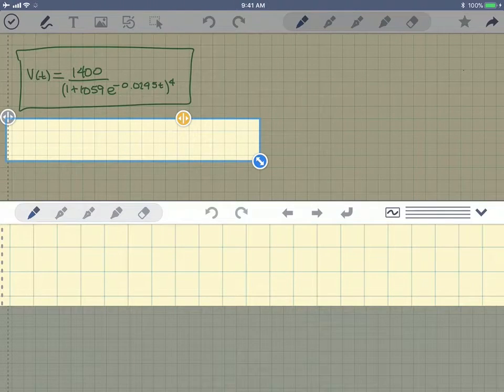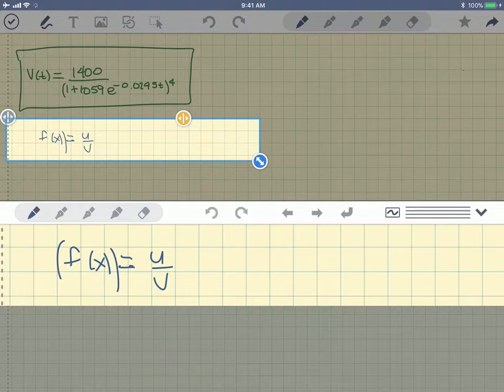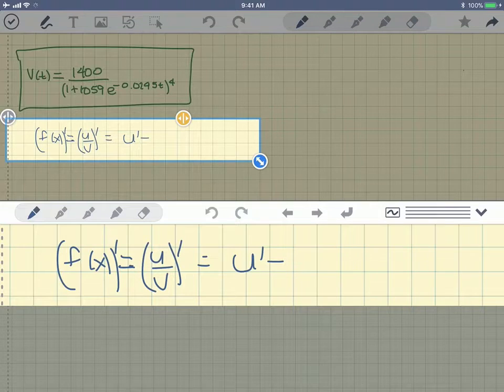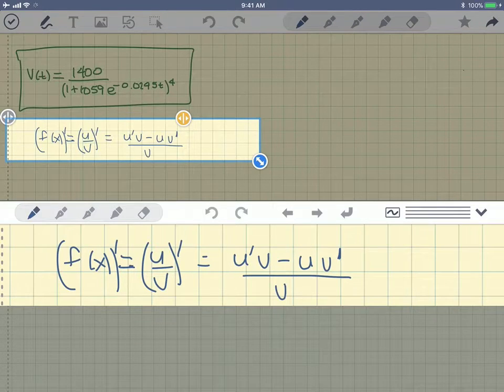The quotient rule says that if you have a function of the sort u over v, then the derivative of that function is the derivative of the top times the bottom, minus the derivative of the bottom times the top, all divided by the denominator squared. That's the quotient rule, and it's great, we need to be able to use it.